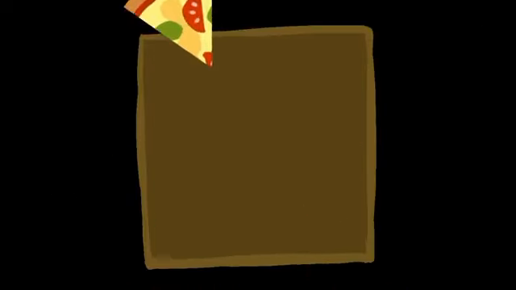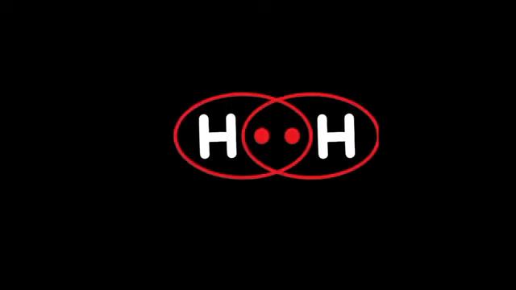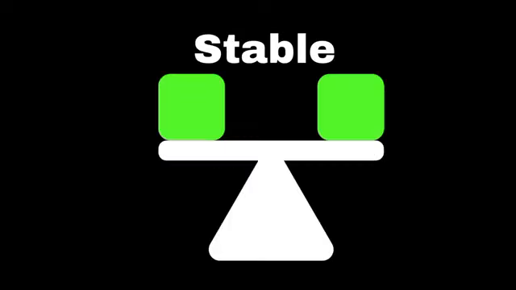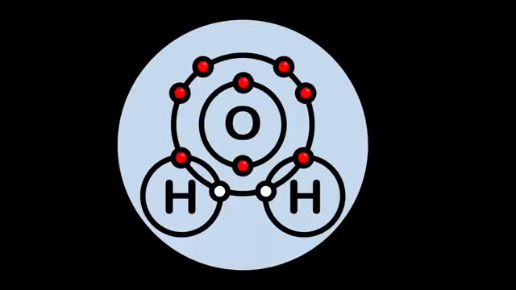But covalent bonds are formed when 2 atoms share pairs of electrons. This type of bond usually forms between nonmetals. The shared electrons allow each atom to obey the octet rule, and by doing so, they become stable. Covalent bonds can be single, double, or triple, depending on how many pairs of electrons are shared. An example is water, where oxygen shares electrons with 2 hydrogen atoms.